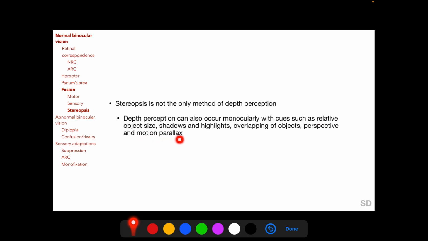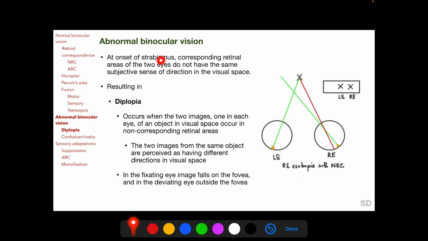and motion parallax. At the onset of strabismus, corresponding retinal areas of the two eyes do not have the same subjective sense of direction in the visual space, and this results in two phenomena. One is diplopia and the other is confusion or rivalry. Diplopia occurs in strabismus because a target in the visual space projects to two areas in the two retinas which are non-corresponding and thus have different subjective sense of direction in the visual space.